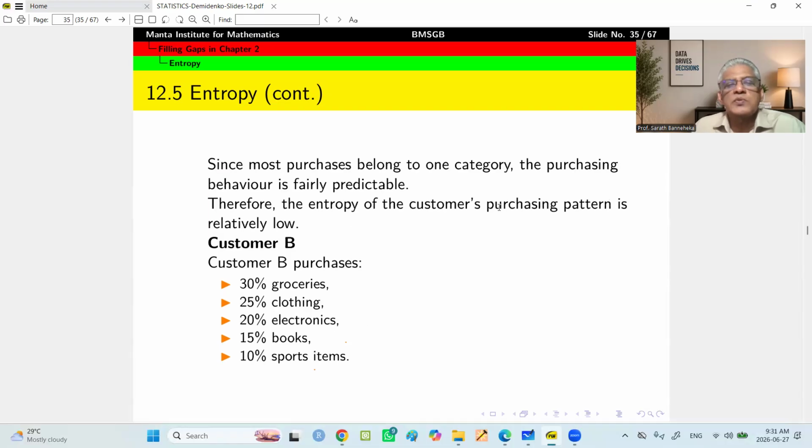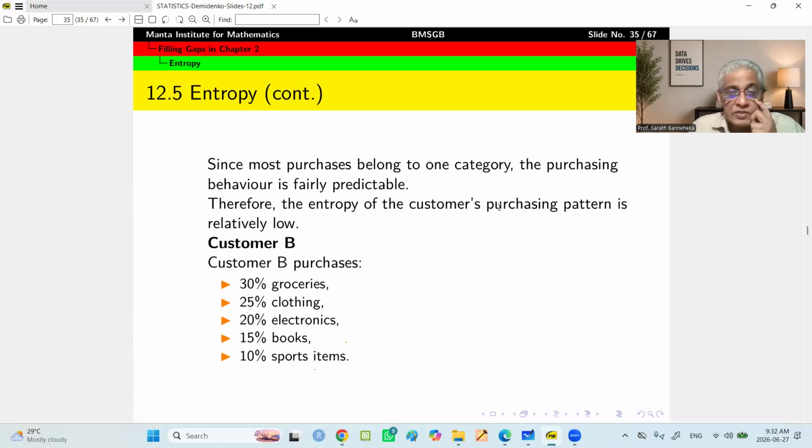So since most purchases belong to one category, the purchasing behavior is fairly predictable in this case, right? For that person, purchasing behavior is very predictable. Therefore, the entropy of the customer's purchasing is very low for that person.